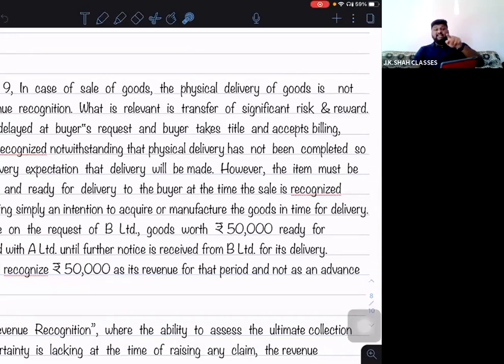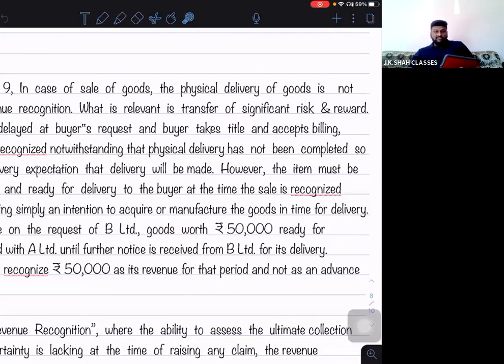Goods on hand means technically you have identified those goods. Yes, these are those goods. Even if you tell me to deliver after 2 hours, I can deliver it right away. If that is the situation, then the revenue can be recognized. So what they say here in this case, on the request of B Limited, goods worth 50,000 are ready for dispatch but are held with A until further notice is received from B Limited for delivery. Therefore, A Limited will recognize 50,000 as its revenue for that period and not as an advance. So it cannot be recognized as an advance anymore.